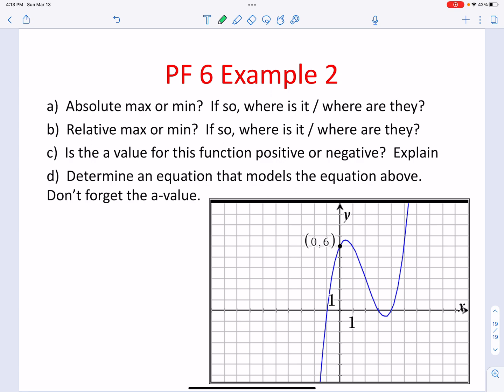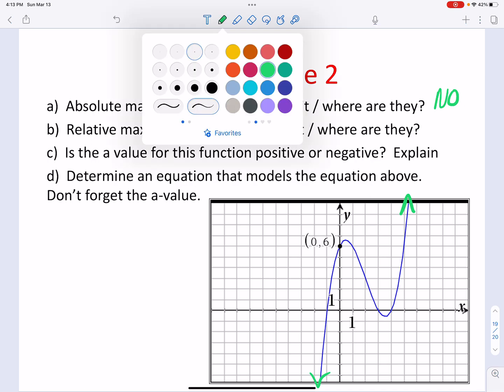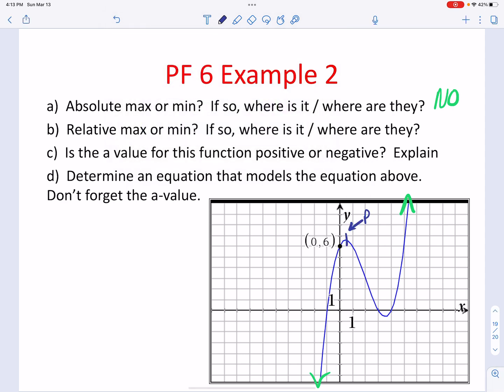Okay. Does it have an absolute max? No, because those arrows are going opposite directions. So it does not have an absolute. There's nothing that is absolutely the highest point. It does have a relative max right here, at about 0.5, 6.5. It's an estimate. And it does have a relative min at about 3.5, -1/2-ish. And so that's my answer to that.